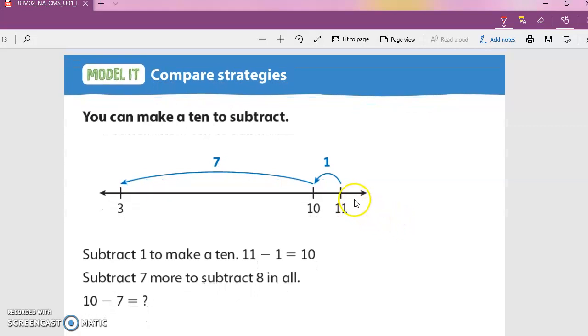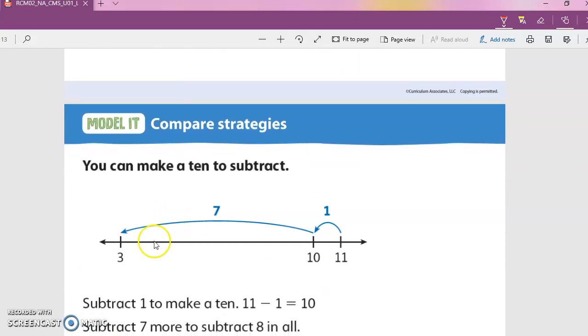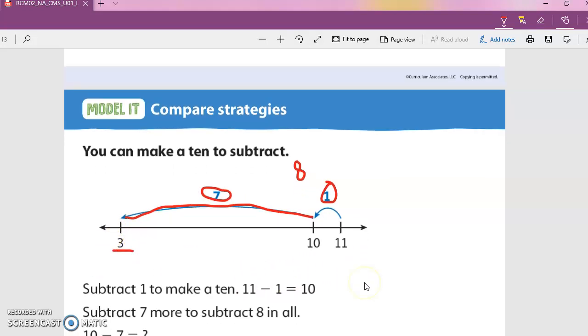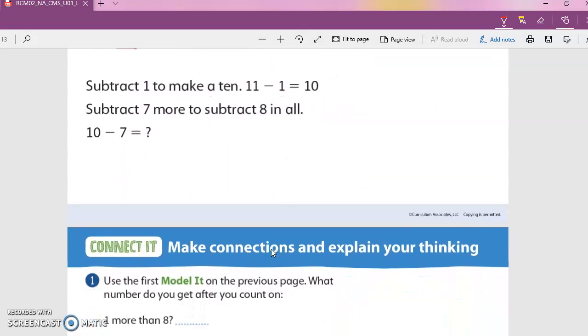You can make a 10 to subtract, which is what we did right here. We subtracted 1 to make a 10. They're using a number line though. So they drew 3, 10, and 11. And 11 minus 1 made the 10. And then they still had to subtract 7 because we needed 8 total. And 1 plus 7 equals 8. And then they got to 3. This is just explaining the number line and counting back to make a 10.